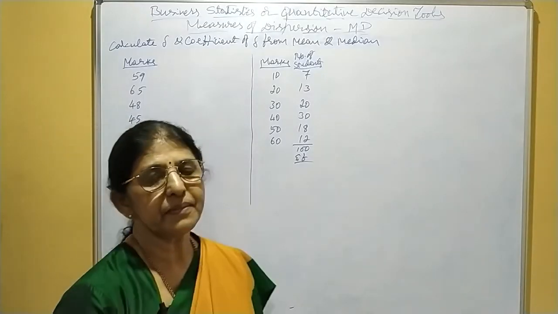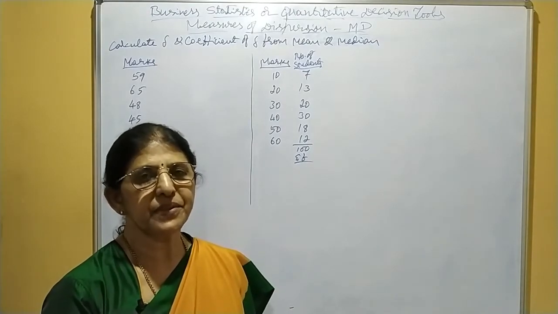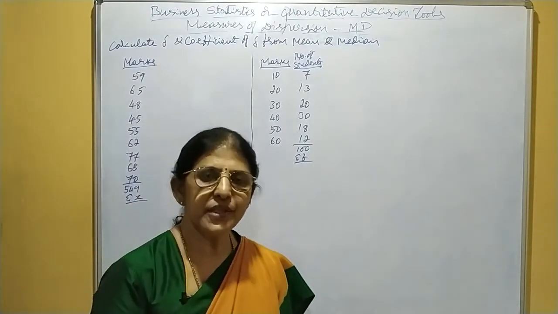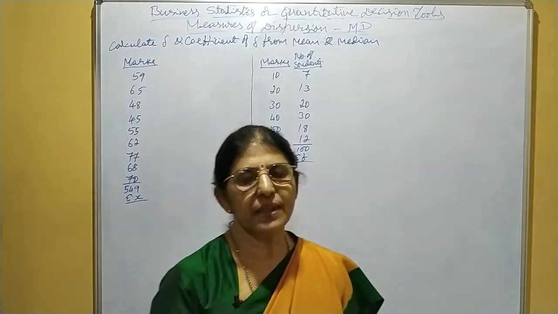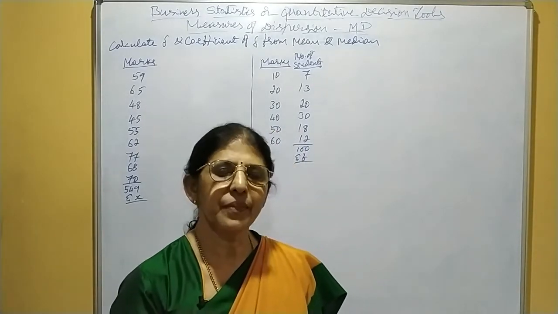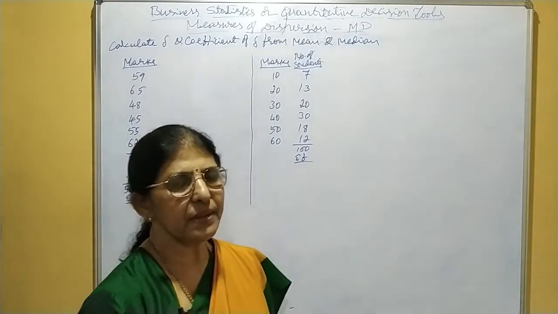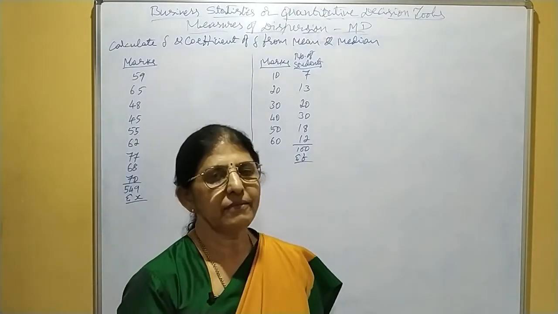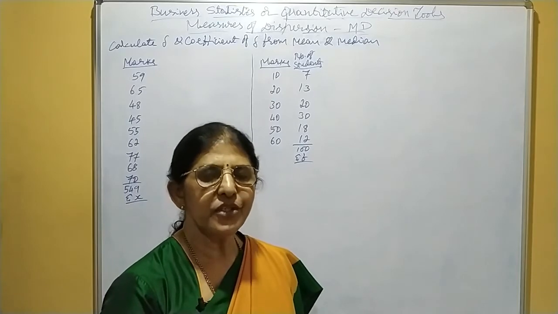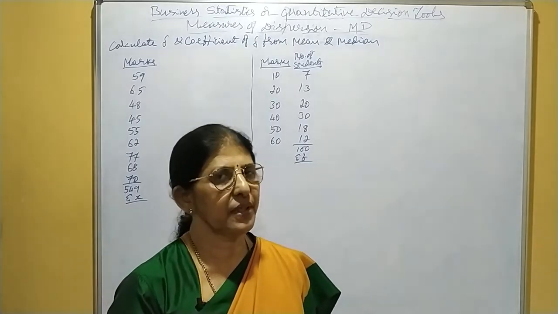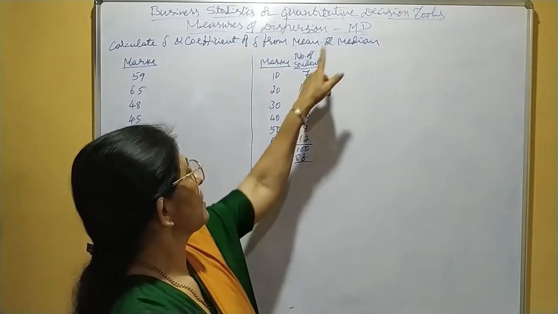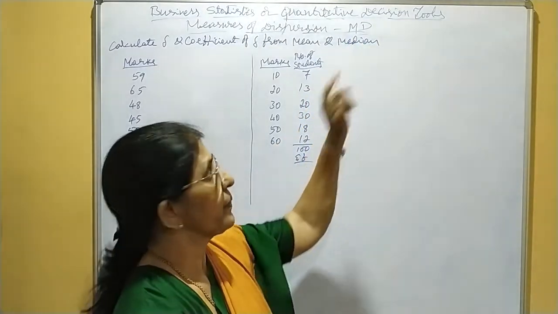In case of methods of measuring dispersion, we come across range, interquartile range, semi-interquartile range, also called quartile deviation, mean deviation and standard deviation. These are the algebraic methods. Among these, we have already covered range, interquartile range, quartile deviation and standard deviation. Let us take mean deviation.